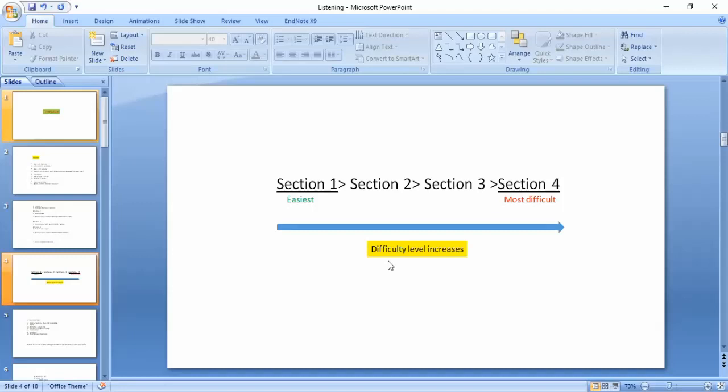When it comes to difficulty, the difficulty level increases as the sections progress, from section one to section two, section two to section three, and section three to section four. This way, section one will be the easiest of all the sections, and section four will be the most difficult.